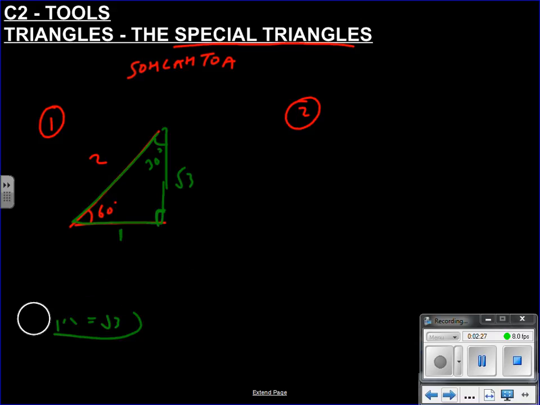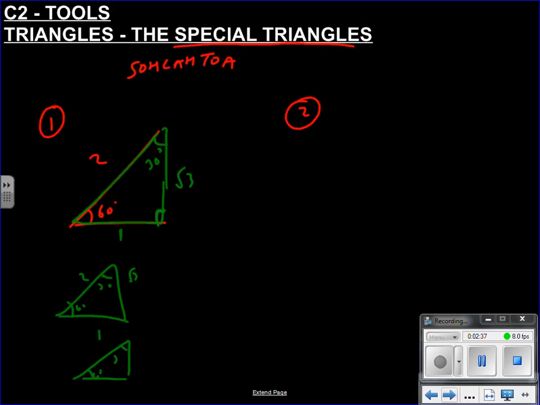So I absolutely recommend you just draw a triangle with 2, root 3, 1. Draw another one, 60, 30, 2, root 3, 1. Excuse the writing. You could just draw them out a couple of times, 5 times probably, and then you'll memorize it. Really handy, because now I can quickly revise my SOHCAHTOA.